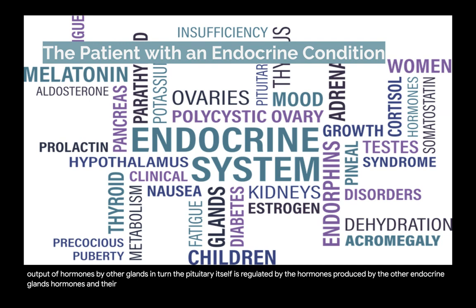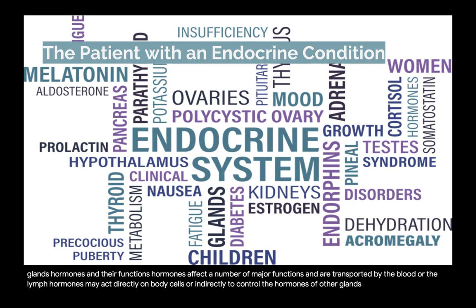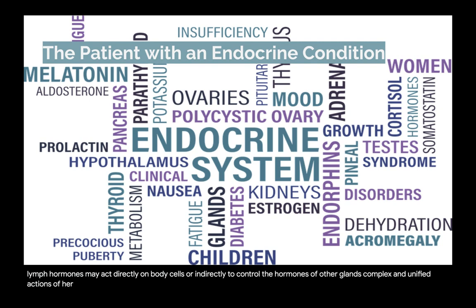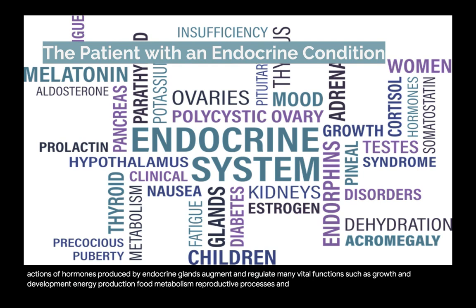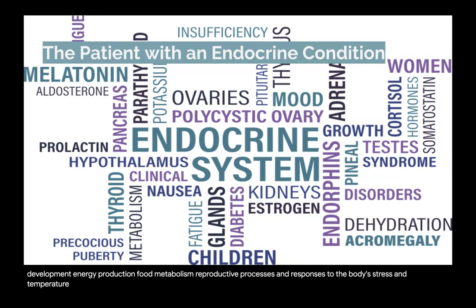Hormones and their functions. Hormones affect a number of major functions and are transported by the blood or the lymph. Hormones may act directly on body cells or indirectly to control the hormones of other glands. Complex and unified actions of hormones produced by endocrine glands augment and regulate many vital functions such as growth and development, energy production, food metabolism, reproductive processes, and responses to the body's stress and temperature.